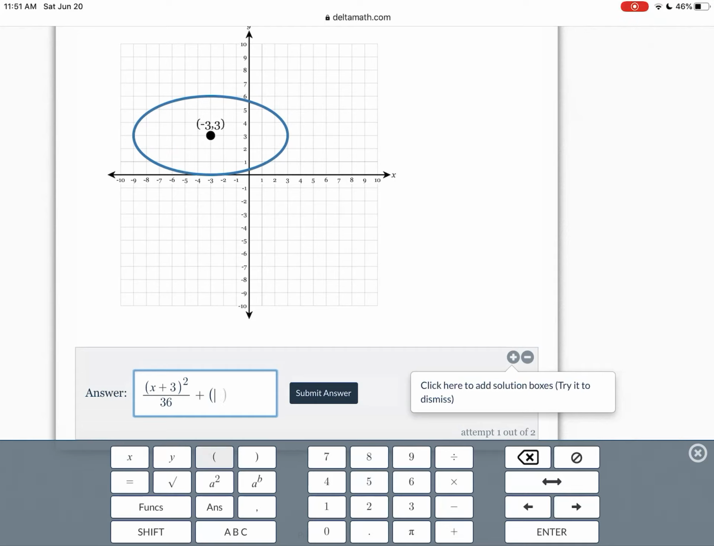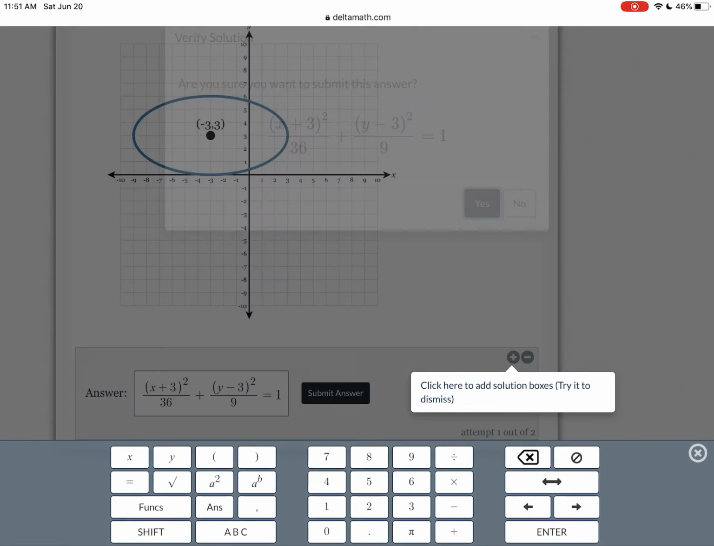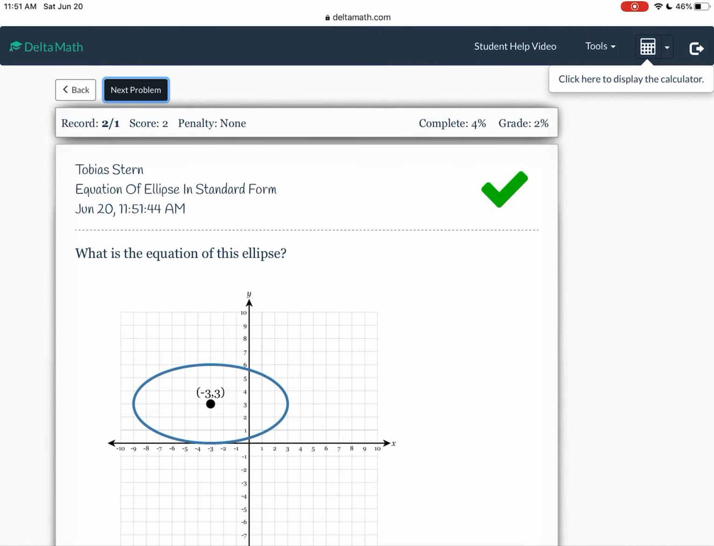Then you'll have a very similar term involving y, but this will be y minus 3, because the y-coordinate of the center point is 3. And it looks like the vertical semi-axis is 3 as well, so we have to square that. And then set the whole thing equal to 1. Okay, so we got that right.